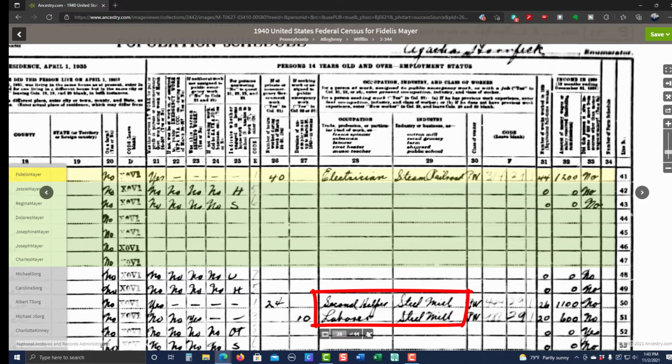And he was working 40 hours a week, so that's pretty good. Okay, now Michael Sorg's sons: Albert is what's called a second helper in the steel mill. Not sure what that is. And his son Michael is a laborer in a steel mill. Of course, working in the steel mill is not unusual for this area of the country.